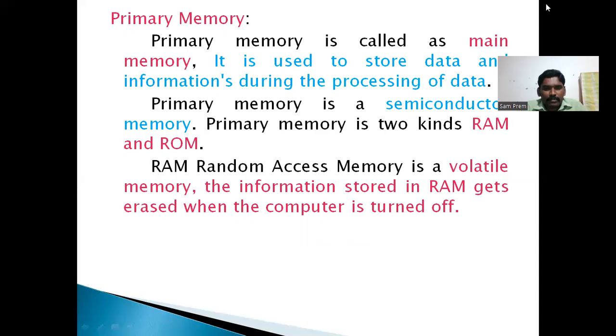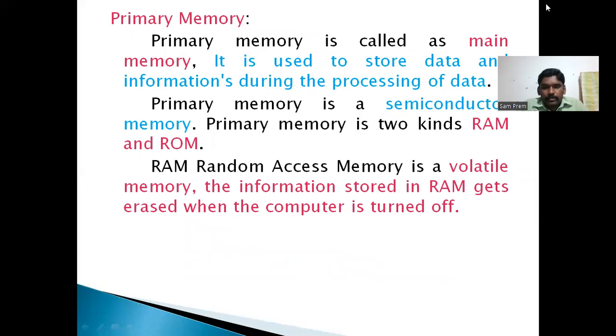RAM is nothing but random access memory. Here the data will be stored temporarily. The information stored in the RAM gets erased when the computer is turned off. Whenever the application is running, the data will be stored in RAM. After executing or closing the applications, the data will automatically be erased from the RAM.